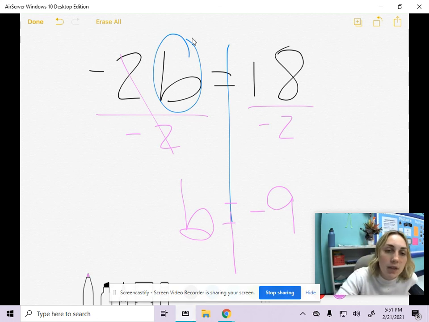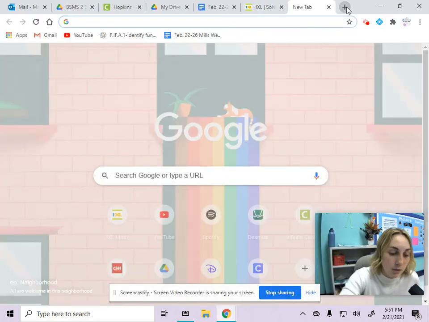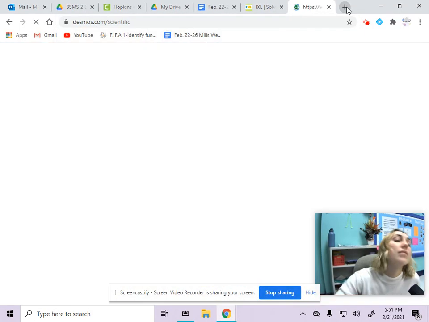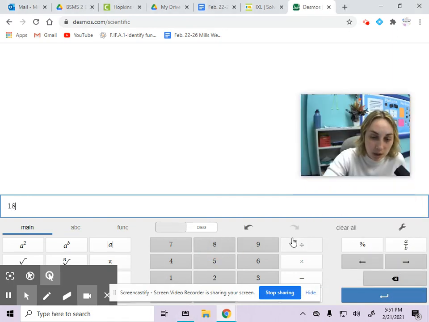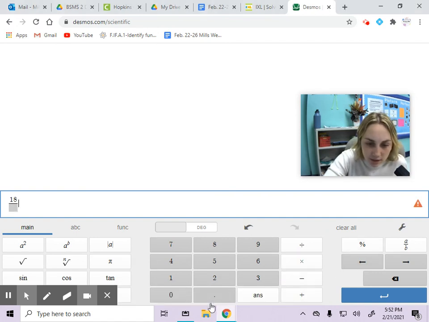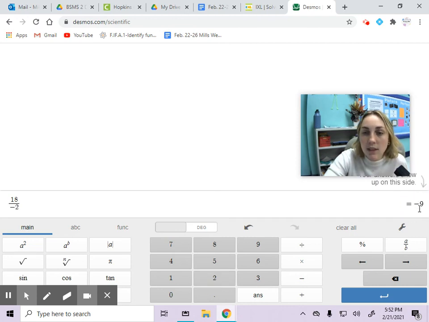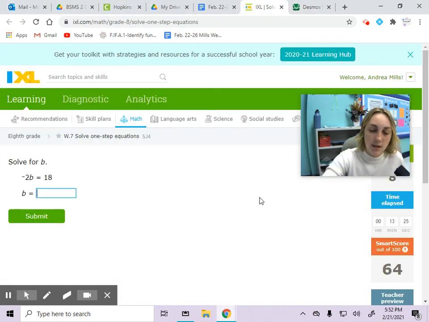And guys, remember, if you're not 100% sure, like 18 divided by negative 2, you can always use your Desmos calculator. And you can just type that in if you're not 100% sure and you want to check your work before you type it into the IXL. Minus 2. And it'll tell you, it's equal to negative 9. So guys, remember, you can use your calculator on this to check your work before you put it into the IXL. So this would be a negative 9.